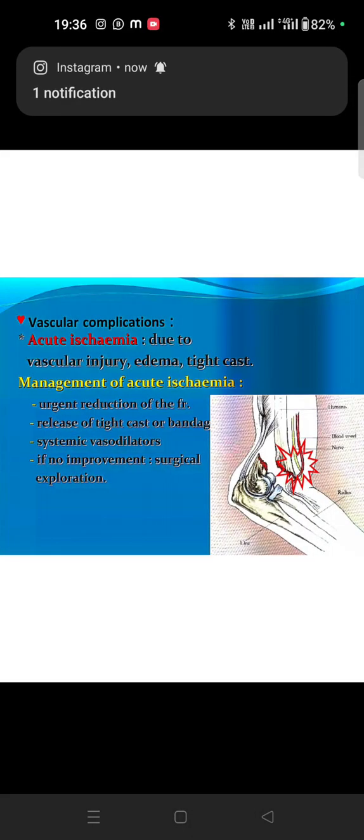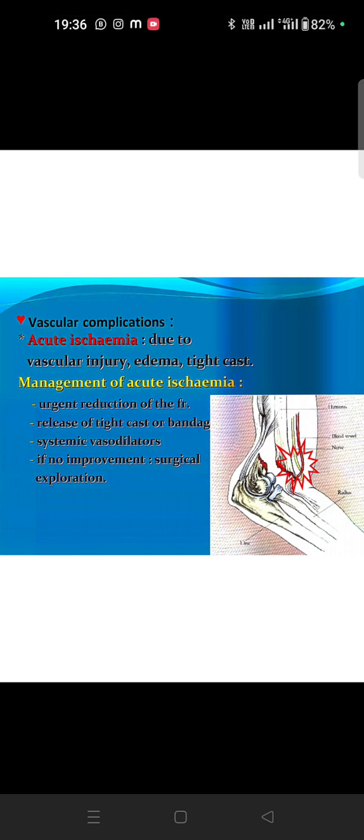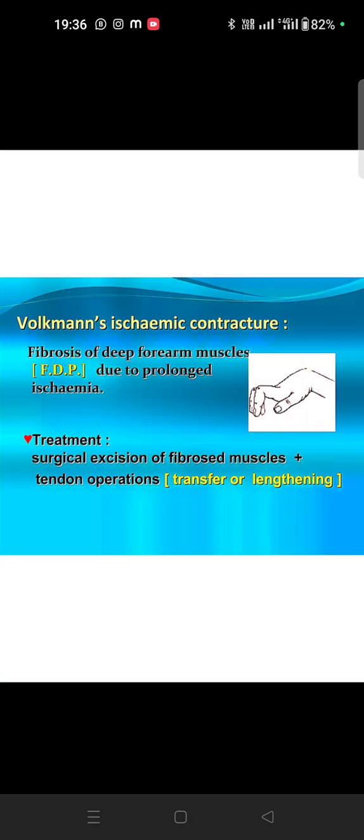Then another thing, vascular complication means acute ischemia due to vascular injuries, edema, and tight cast. Management of acute ischemia means urgent reduction, release of the tight cast bandage, systemic vasodilators, and if no improvement, surgical exploration. So Volkmann's ischemic contracture. That is what you can see. Normally some hands, like this, the hand will be like this. So that is fibrosis of the deep forearm muscles due to prolonged ischemia. Then surgical excision of fibrous muscles and tendon operations.